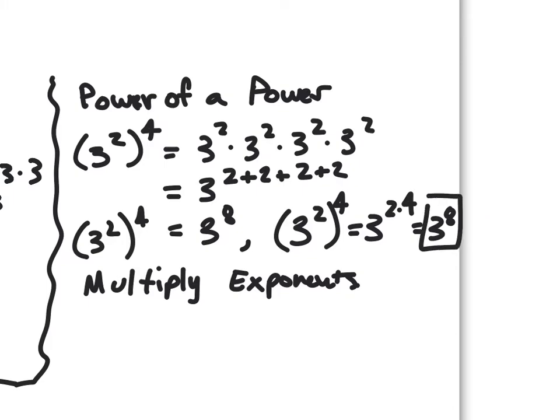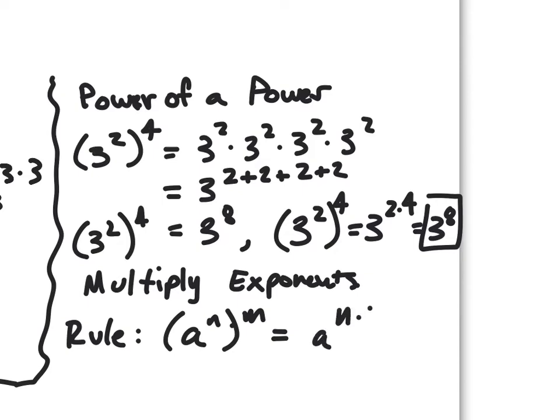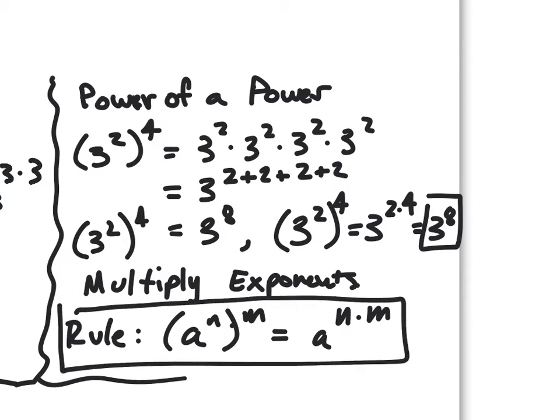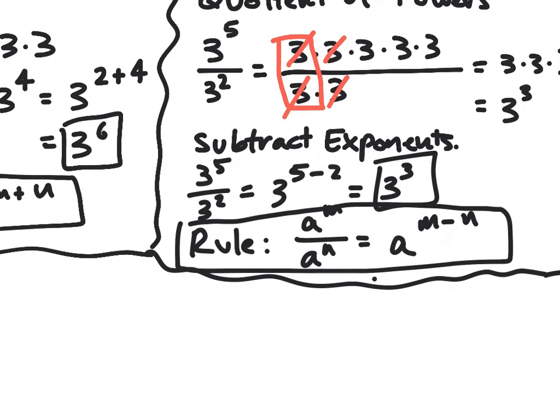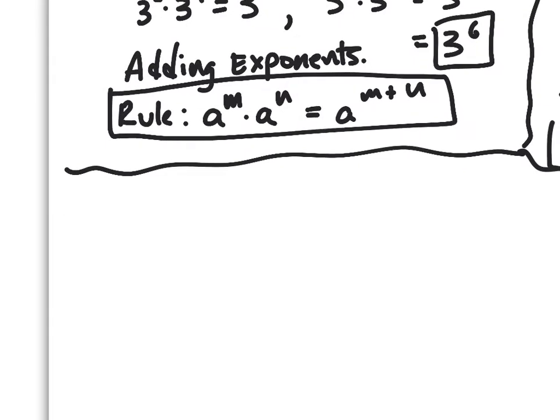So my general rule: if I take some number a, raise it to the nth power, and then raise that whole quantity to the mth power, then I'm just going to multiply my exponents, and I'm going to get a to the n times m power. And that's my rule. So that's that. Now let's look at the next one, which is power of a product.